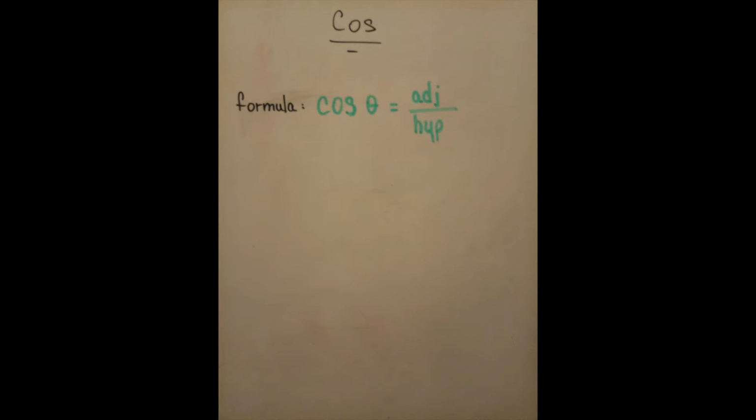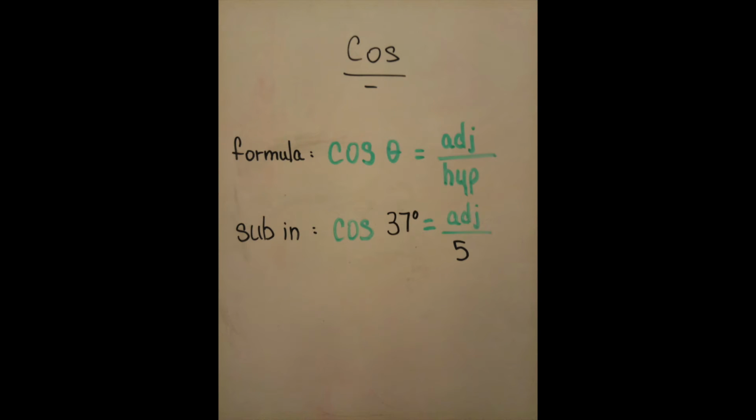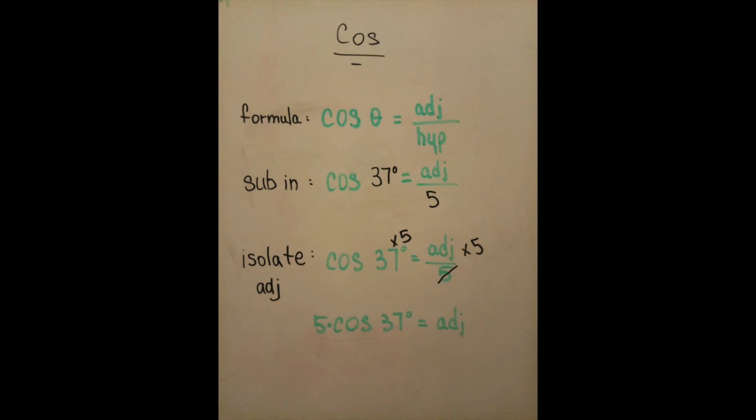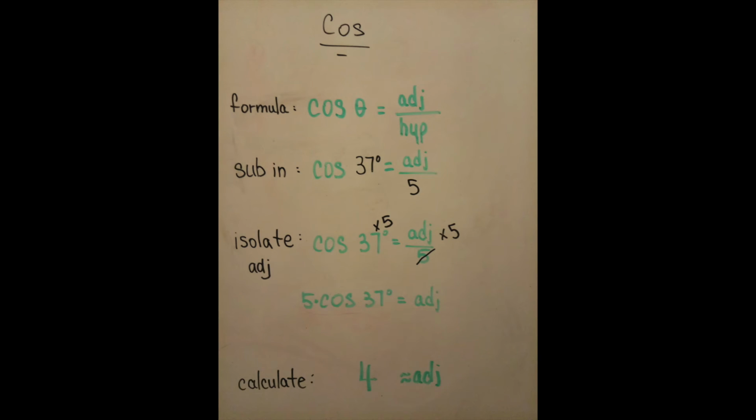Again, to calculate with cos, we first write down the formula, which is cos theta equals adjacent over hypotenuse. Second, we sub in 37 to replace theta and 5 to replace hypotenuse, which becomes cos 37 equals adjacent over 5. Third, we need to isolate adjacent by multiplying 5 on both sides to get rid of the fraction, and that will make the equation 5 times cos 37 equals adjacent. At last, we type the equations on our calculators, and then we will get our answers. Adjacent is 4.